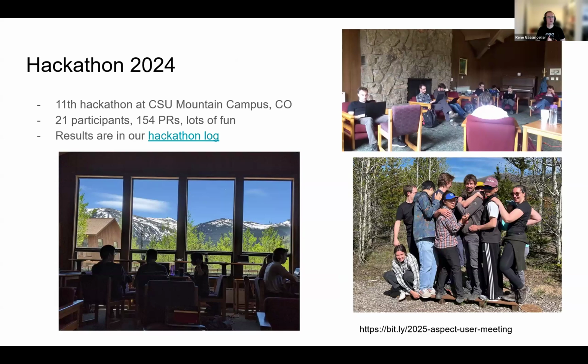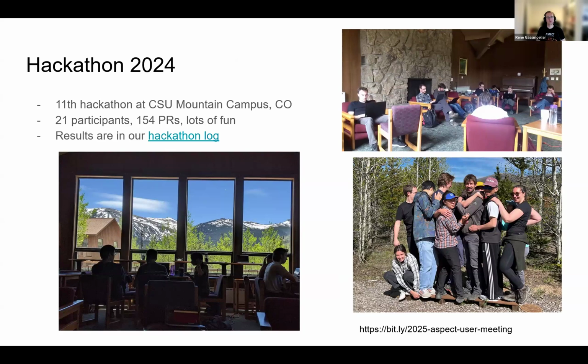Just a brief summary of the hackathon last year. Like I said, we were at the CSU Mountain Campus, which is quite an apt description for the campus. It's literally in the Rocky Mountains. We had 21 participants there. We made a lot of progress with developing Aspect, with 154 new pull requests merged. But we also had lots of fun and developed the community a lot further.